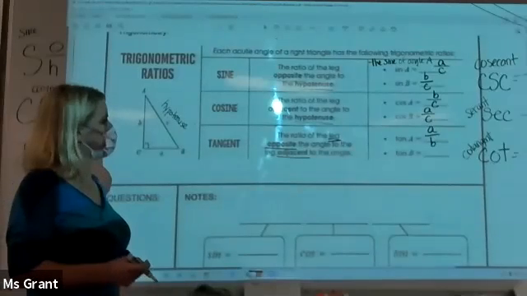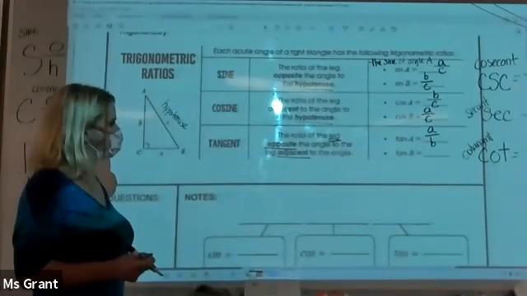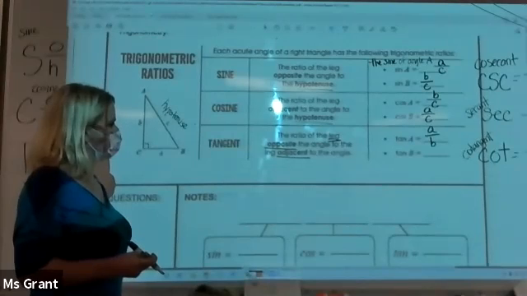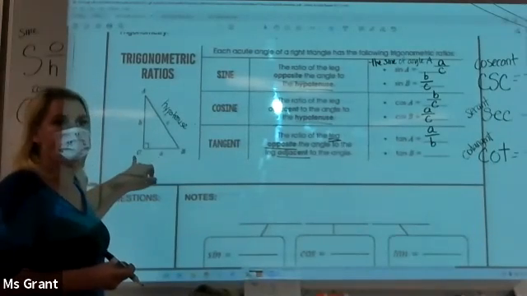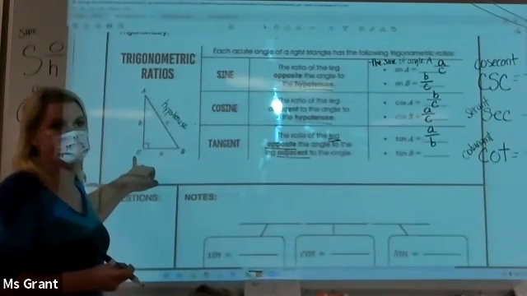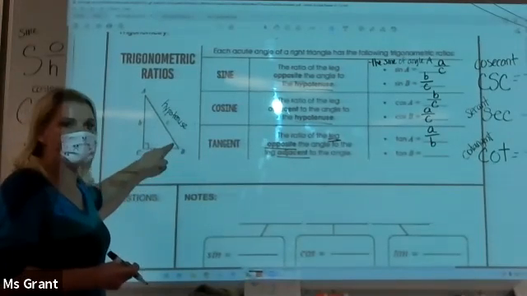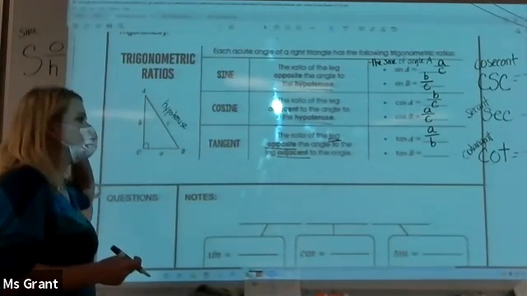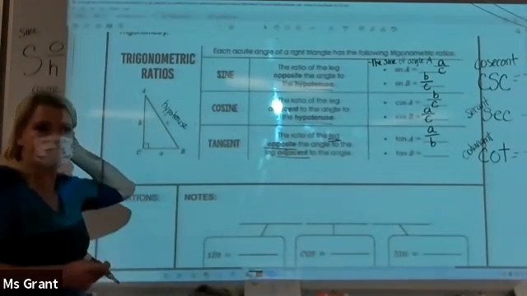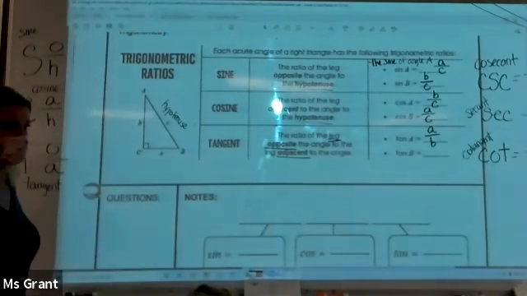How would it be like lowercase b over big C? This isn't like the big C. This is the angle though. Capital C is the angle 90 degrees. Capital B is the angle here. Capital A is this angle up here. So we don't count the right angle. You don't count the right angle ever because the right angle, we know how big it is, it's 90.